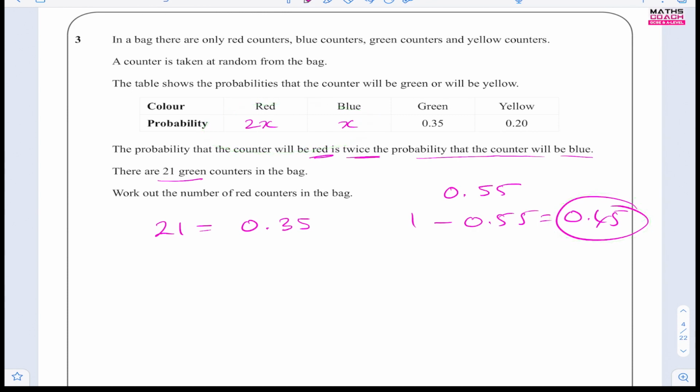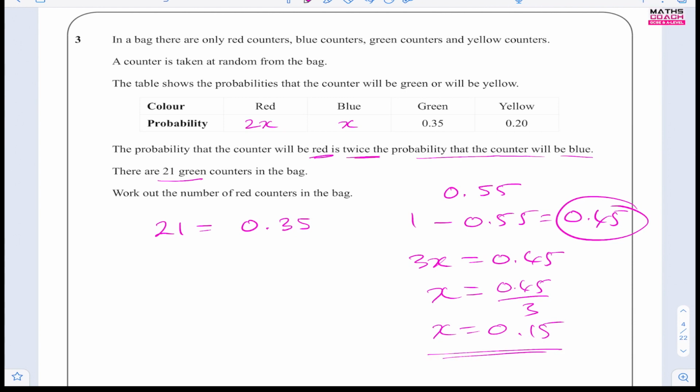So we can say 2x plus x, which is 3x, is equal to 0.45, and therefore x would be 0.45 divided by 3, which is 0.15. So x is equal to 0.15. If we go back here, we can say that this is 0.15 and this is 0.3 because it's 2 times that.